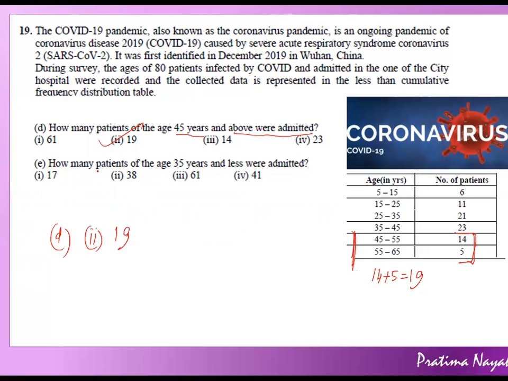Similarly, for E, how many patients of age group 35 and less were admitted? 35 and less will be these three. 35 and less means 5 to 15, 15 to 25, 25 to 35. So you will add all of these: 6 plus 11 plus 21. How much will it be? 38. So for E part, your second is the answer, 38.